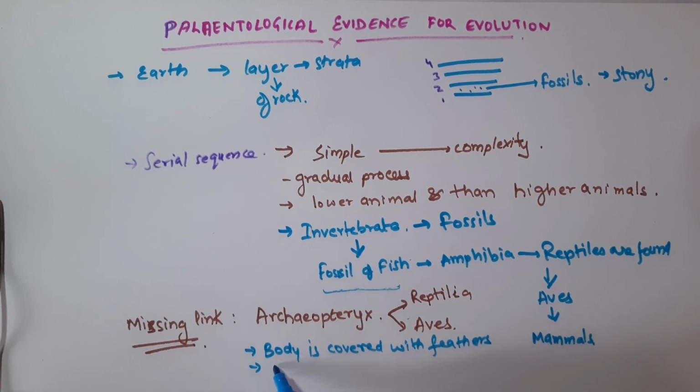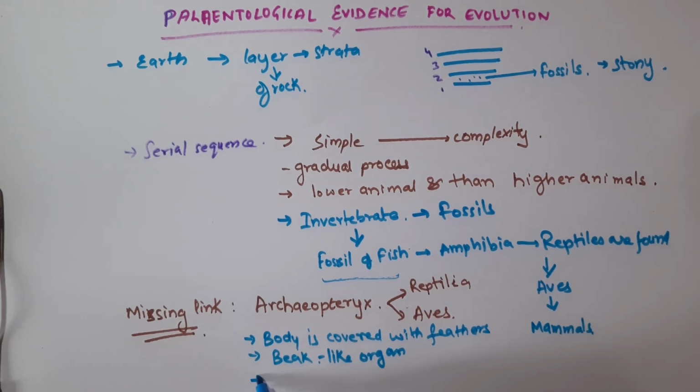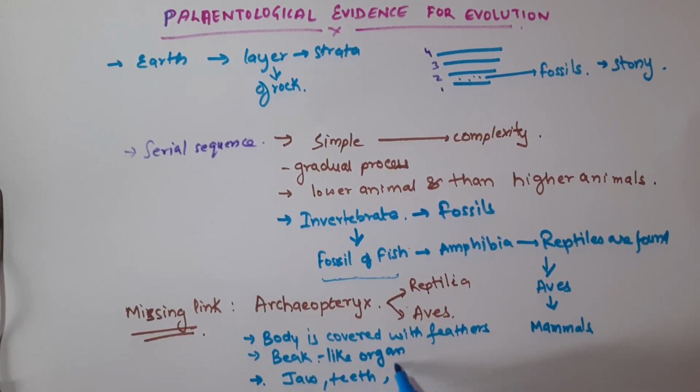It even possesses a beak-like structure, so it has a beak-like organ. And it has jaws also, and the jaw has teeth also. And the body also possesses a tail. So the presence of the teeth, jaw and tail are characteristics of the reptilia, and the feathery body is the characteristic of the ape.